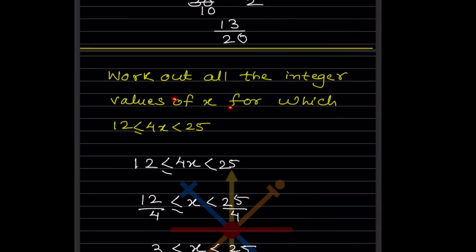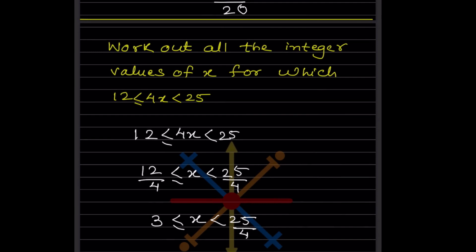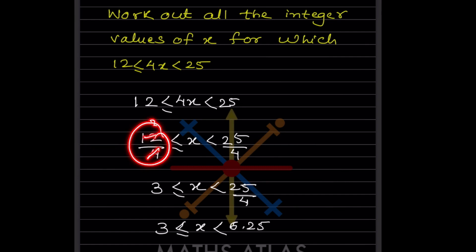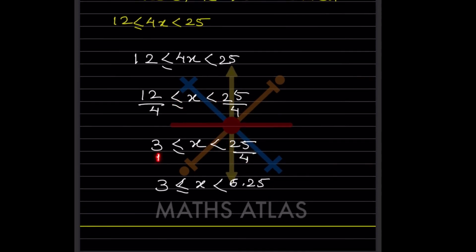Work out all the integer values of x for which 12 is less than or equal to 4x, which is less than 25. Whenever we have this inequality sign, the same thing is written over here. Now here we have 4x, so what will we do here? We are going to divide by 4 for this one as well as this one. Look at this step. Here it is going to be 3, less than or equal to x, same thing, and this we keep as it is because it is a fraction. So 25 divided by 4 is going to be 6.25. So this is the answer.